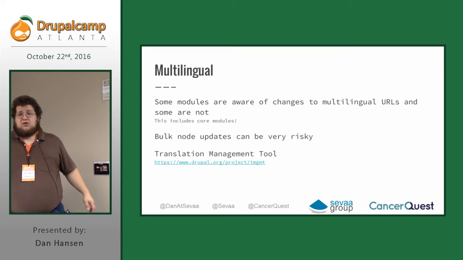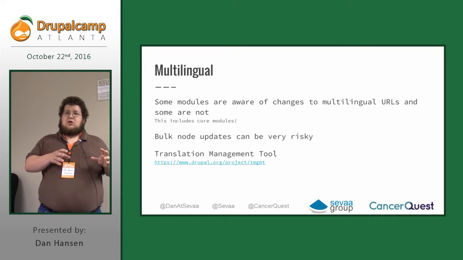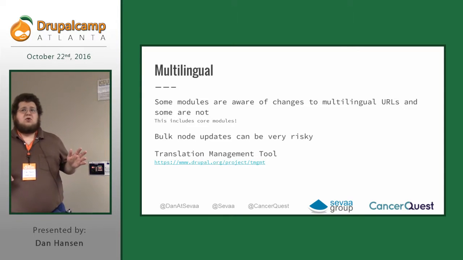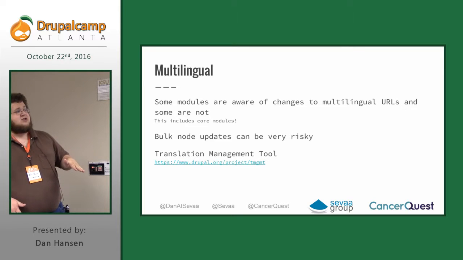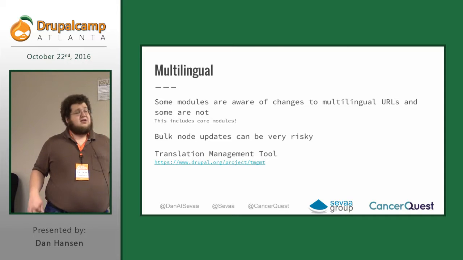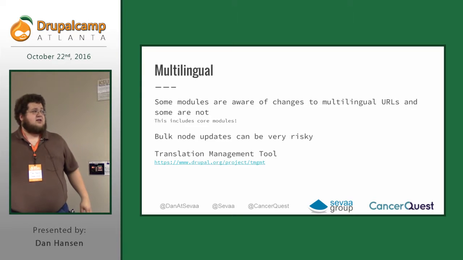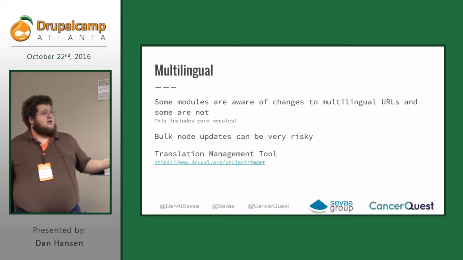Bulk node updates can be very risky, and what I mean by that is if you have a URL using Pathauto or some other URL generation on the back end of the site, if you go to bulk update all of those for one language and don't specify content that's only that language, you can get the wrong URLs generated for multilingual content. I broke most of the foreign language content on the site like twice doing that. So just be aware.